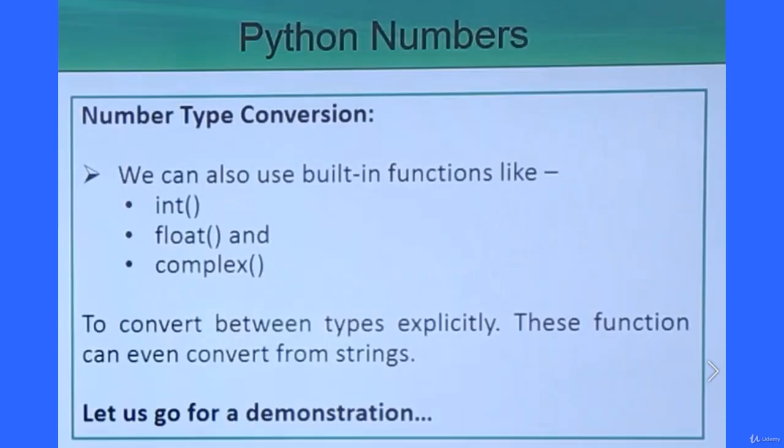Number type conversion: from one type to another, we can do the conversions accordingly. We can use built-in functions like int, which converts to the respective integer, and float and complex. To convert between types explicitly, these functions can even convert from strings. They can take a string as input and convert it to an integer, a float, or a complex number using the complex function. So let us go for one demonstration where we discuss how these numbers can be operated on and handled, and how to do typecasting in our Python code.